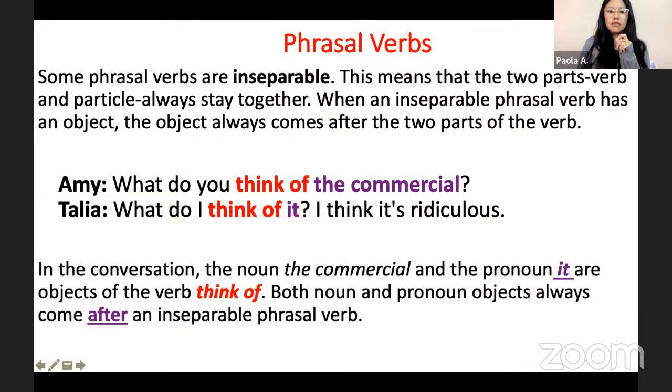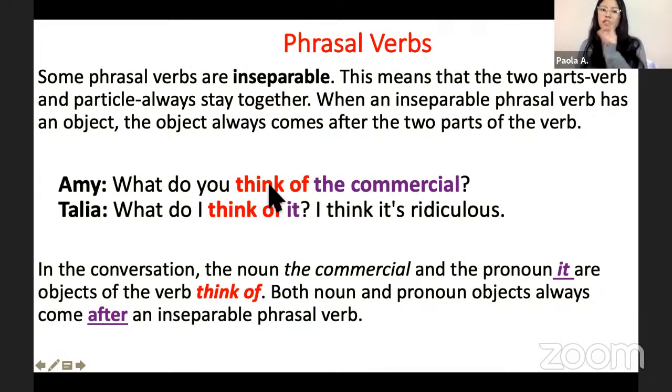And when I mention the pronoun, obviously this is asking about your opinion, right? What do you think of, and we are going to mention something. It could be a person, a thing, a movie, right? So the pronoun in this example comes after the phrasal verb.